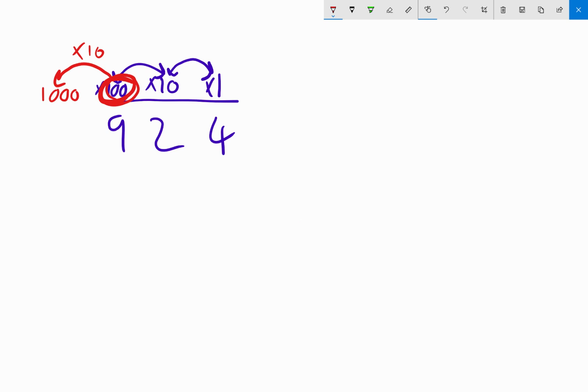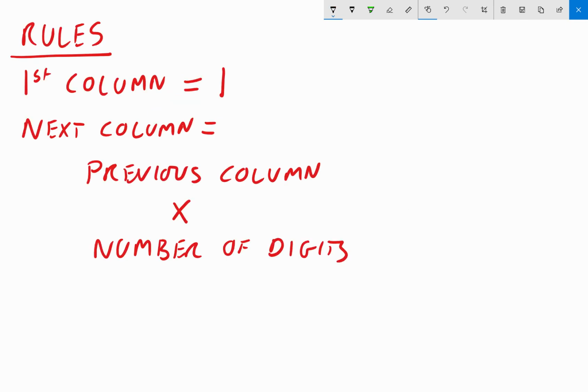And it just so happens that this is a rule for all number systems. So, rule number 1 is the first column in any number system is always worth 1. It is always the units column. So in this number 79, the first column is the units column, it's worth 1. And it doesn't matter how many digits you've got, that's always the same.